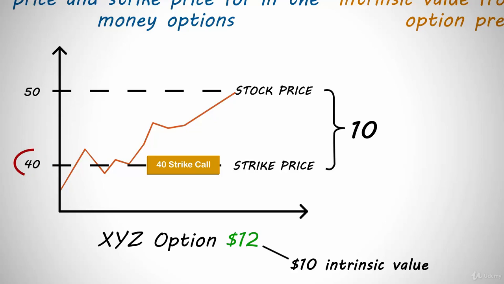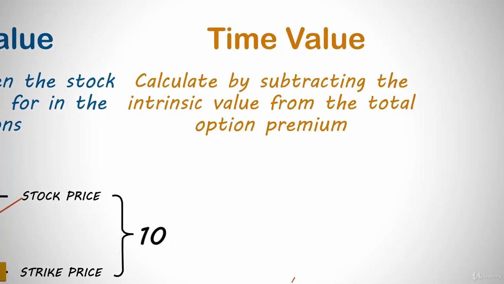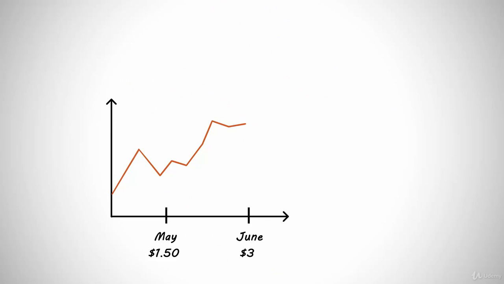If the 40 strike price call was selling for $12, it would be said that there is $2 worth of time value and $10 worth of intrinsic value. You can calculate time value by simply subtracting the intrinsic value from the total option premium. The more time you have to expiration, the more time value premium you're going to pay. This time value premium corresponds to the amount of time the option has to become more profitable. It would make sense that we would have to pay more for additional time to add further profits to the position.